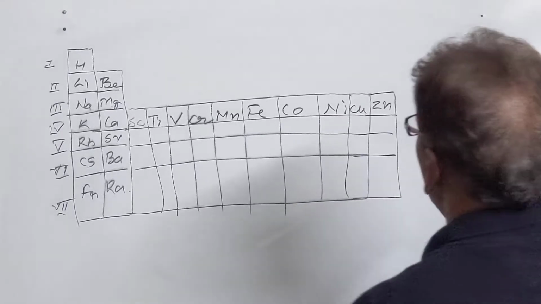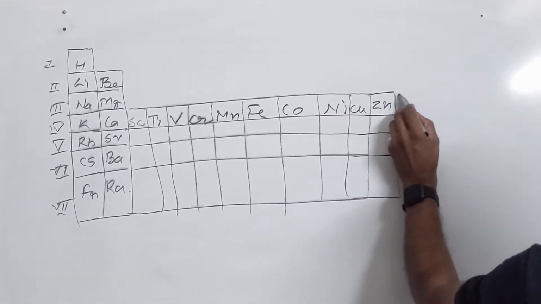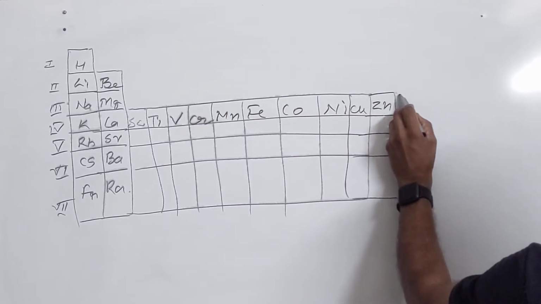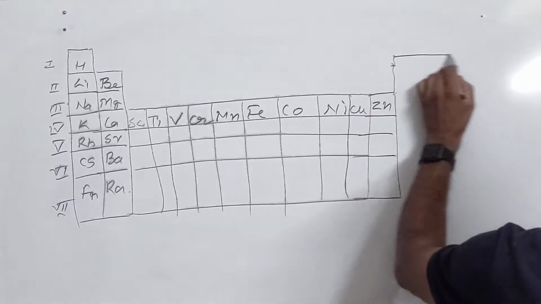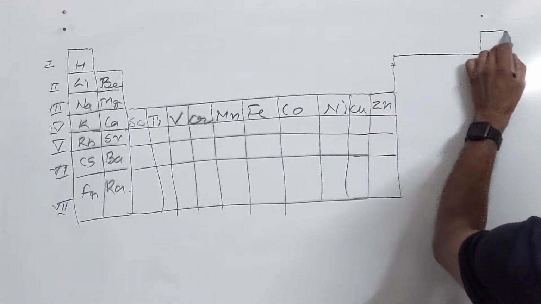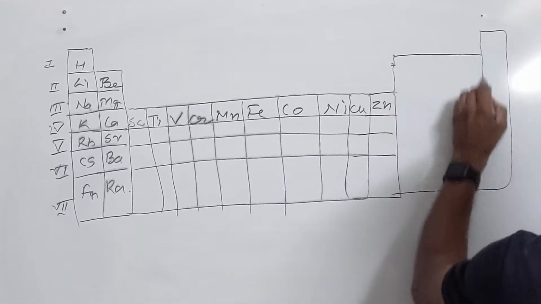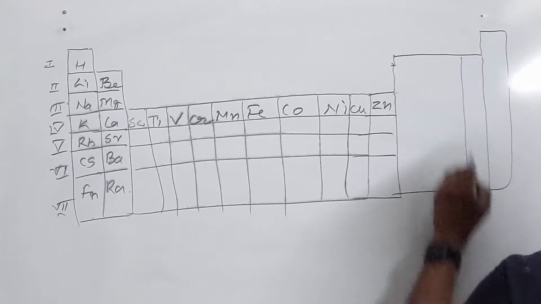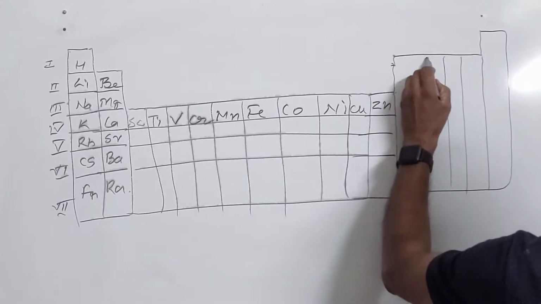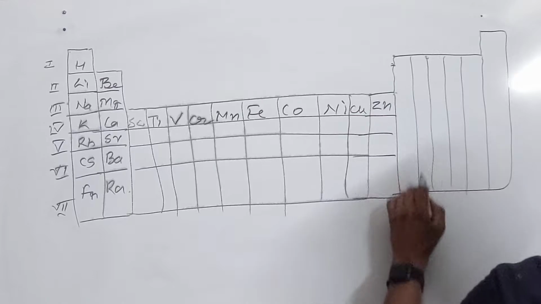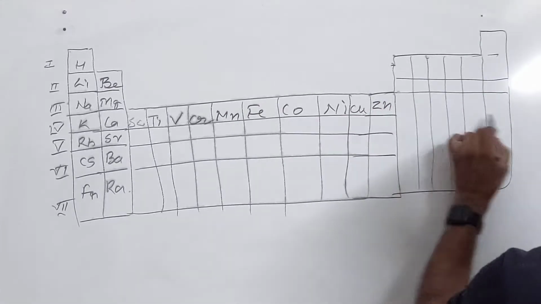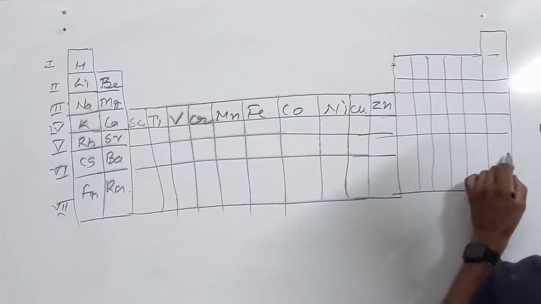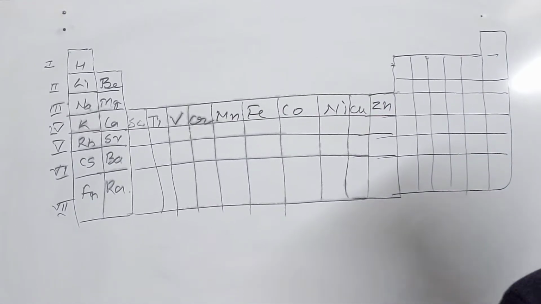Now we will raise this up to this height, and this group will be there. We will make 5 groups here: 1, 2, 3, 4, and 5. So these are the groups.